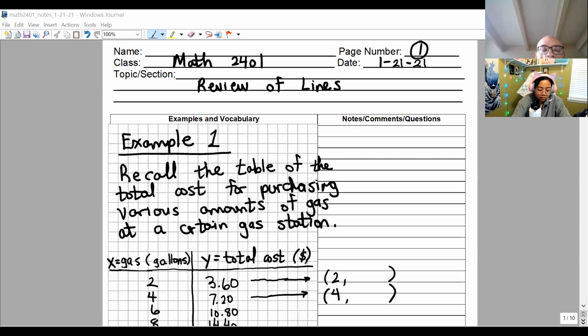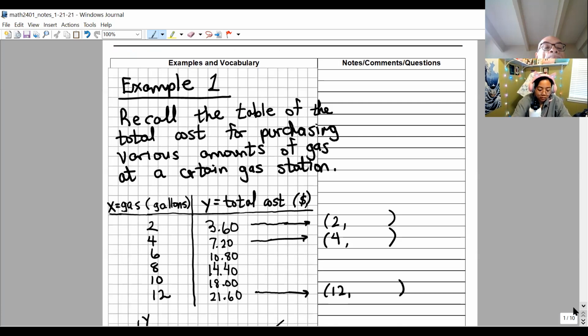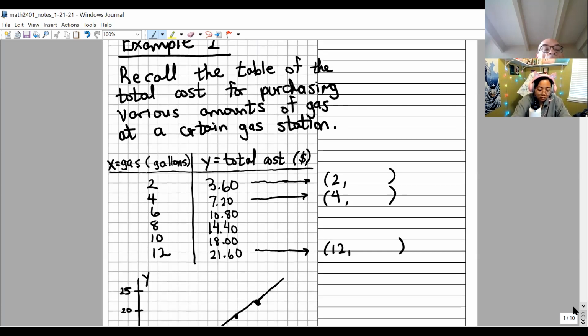So I think one of the very first examples we looked at last time was this relation relating the amount of gas that you purchase at a particular gas station and the cost for the gas. Again, these are the two quantities that this relation is relating, amount of gas purchased and the total cost for the gas. I was letting the variable X here in this example represent the amount of gas purchased, measured in gallons. And I'm letting Y, that variable, represent the total cost, right?